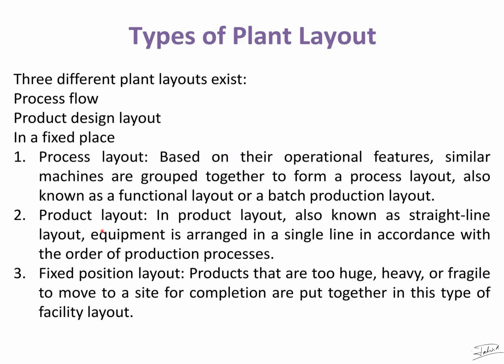And another one is product layout. In product layout, also known as straight line layout, equipment is arranged in a single line in accordance with the production process. So for paracetamol, there is a line. For diclofenac, there is a different line. For methyldopa, there is a different line. Then fixed position layout. If products are too huge, heavy, or fragile to move, they are put together at the site of completion in this type of facility layout. So in that case, everything is fixed.